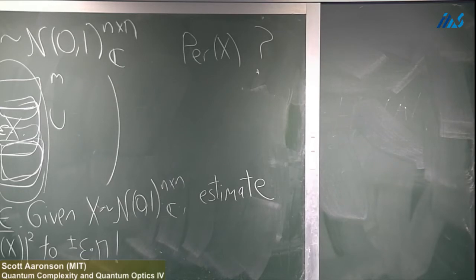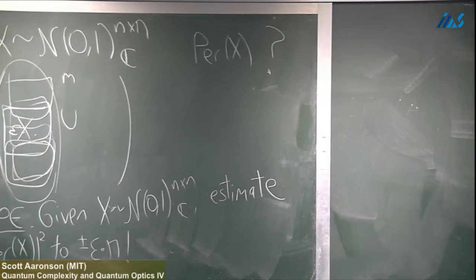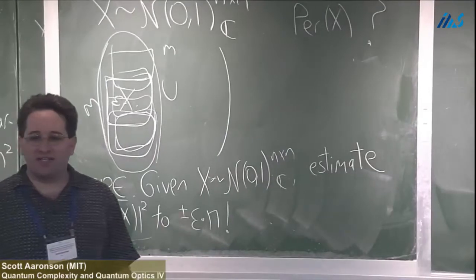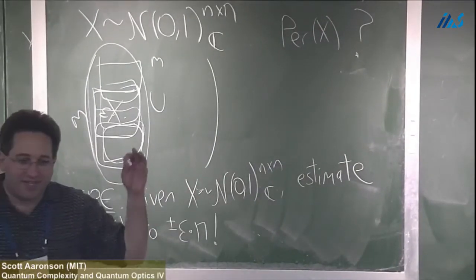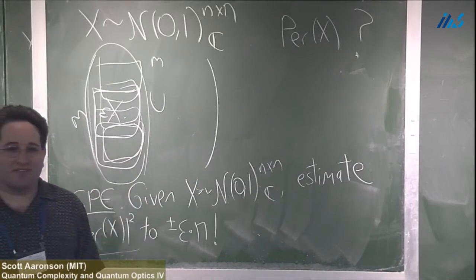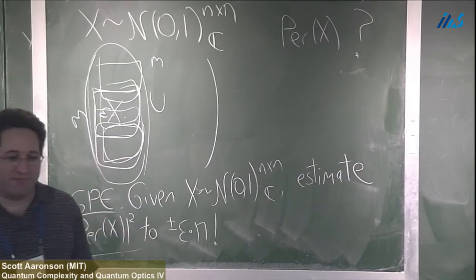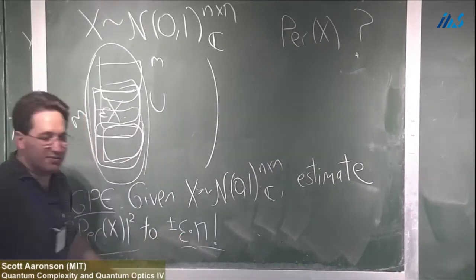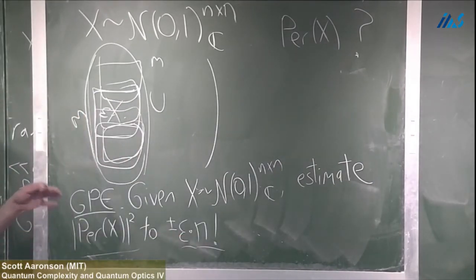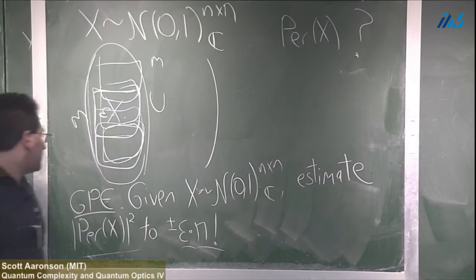Okay, so another homework problem that I gave you is to prove that the expectation of the permanent squared of x, if x is IID Gaussian, is n factorial. Not surprising. That's just the variance of the permanent, basically. So this is the natural scale for estimation. I'm asking you to just get within epsilon of that.